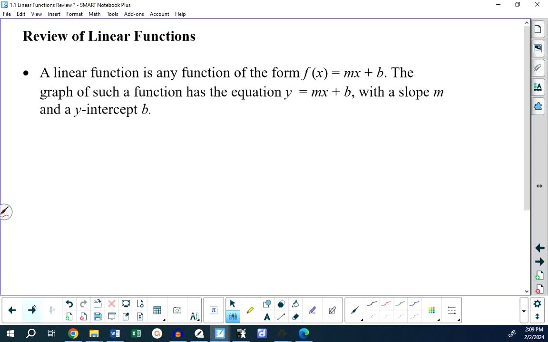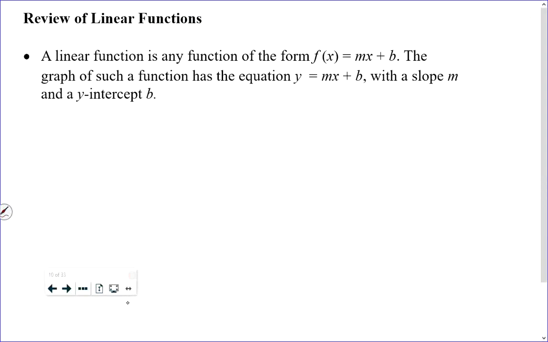To begin with, a very broad review of linear functions is that a linear function is any function that can be written in the form f of x equals mx plus b, where the equation of the graph of the function is y equals mx plus b with a slope of m and a y-intercept of b. And this is probably the only time anybody's ever told you a meaningful difference between writing f of x equals mx plus b and talking about y equals mx plus b. They're different things, it turns out.